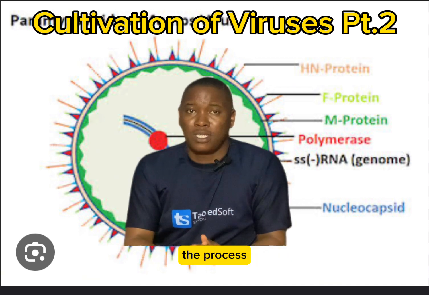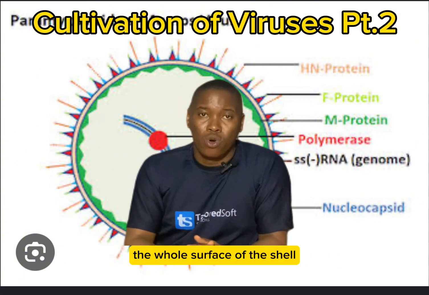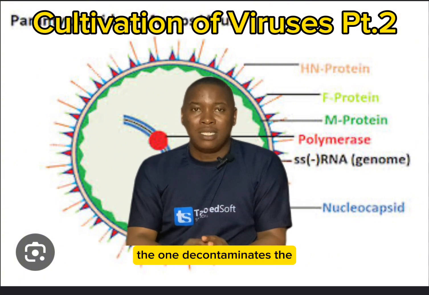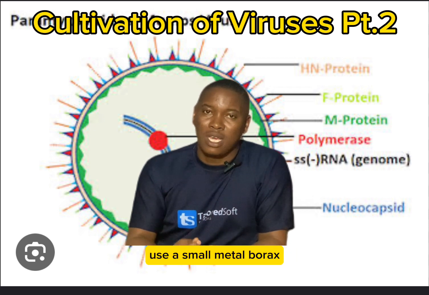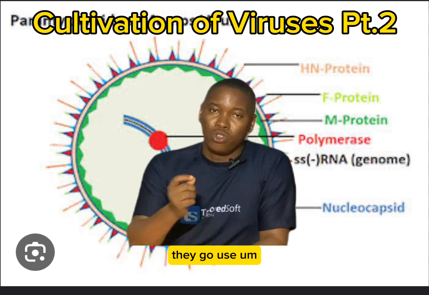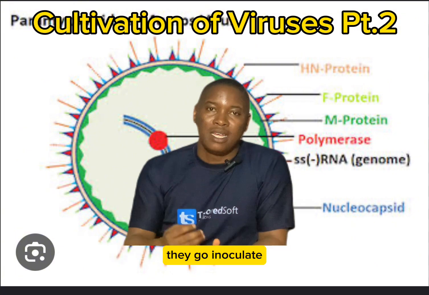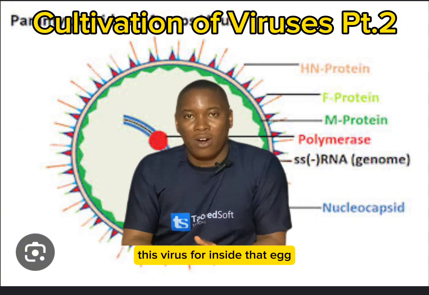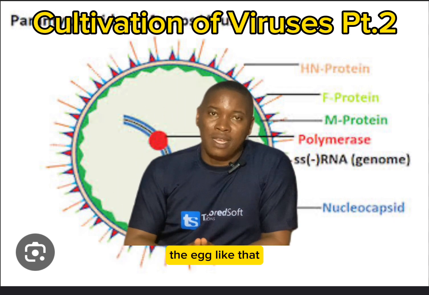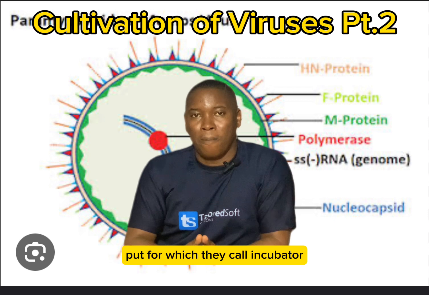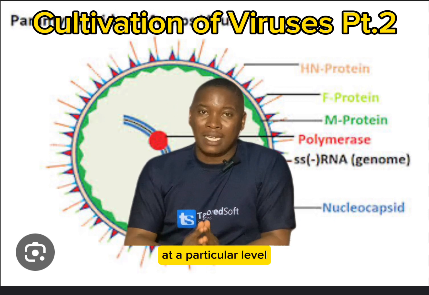And what is the process? The process simply involves scientists using iodine. They will use iodine to clean the whole surface of the shell. That way they decontaminate the surface of the shell, to make sure nothing grows on that surface. They will then use a small metal borer to create a hole inside that egg. Once they have created the hole in the egg, they will inoculate or put this virus inside that egg. Once they have put the virus in the egg, they will carry the egg and put it in what they call an incubator. An incubator is a machine that sustains or keeps temperature at a particular level.